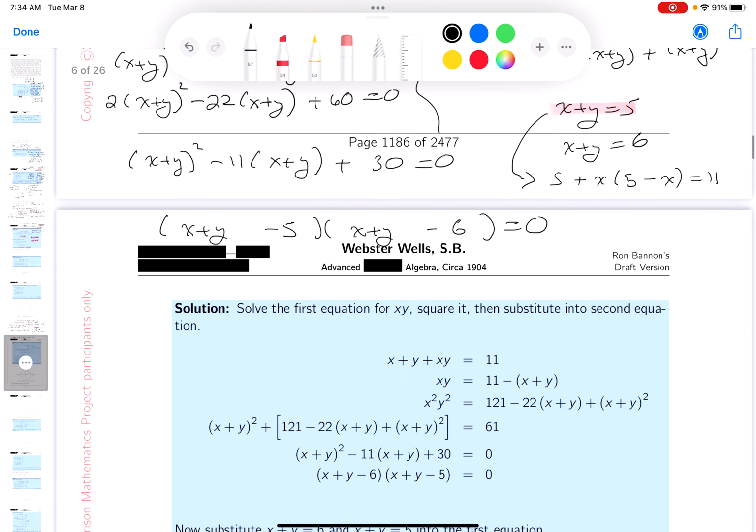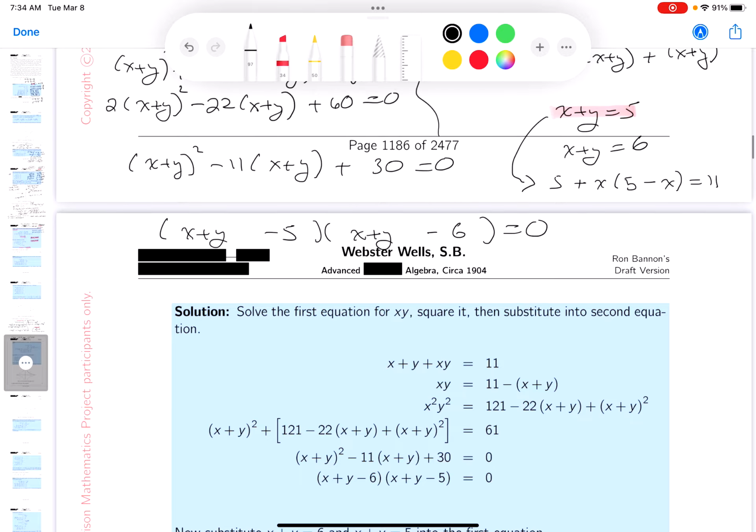I got to solve that equation. And again, we're working with this guy here now. We'll work with the other guy later. What do you get there? Well, you know what I'm going to do? I'm going to erase those distractions now.